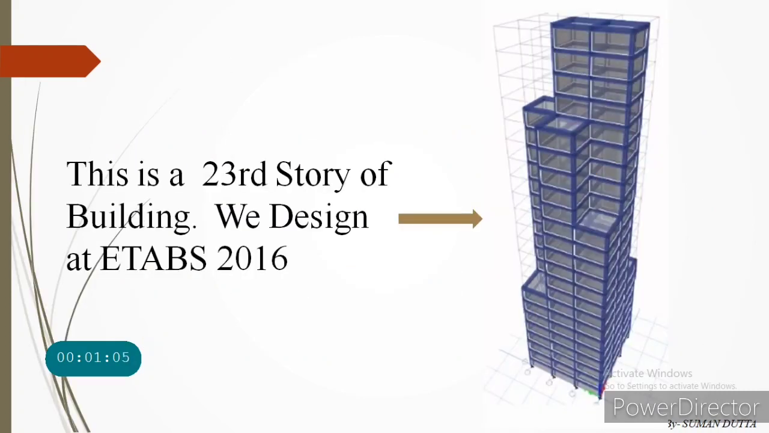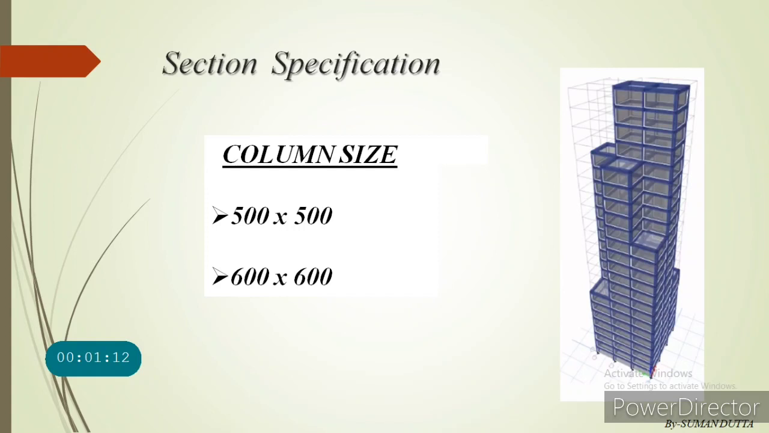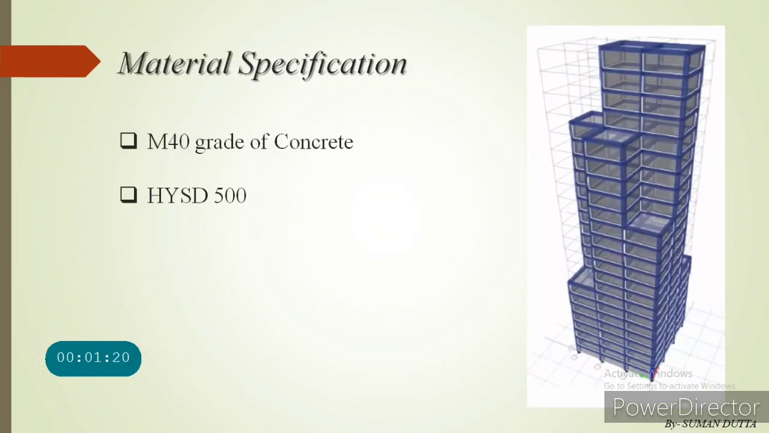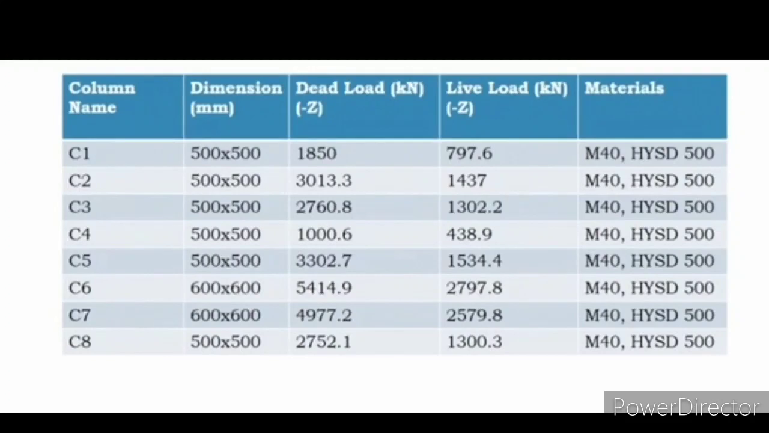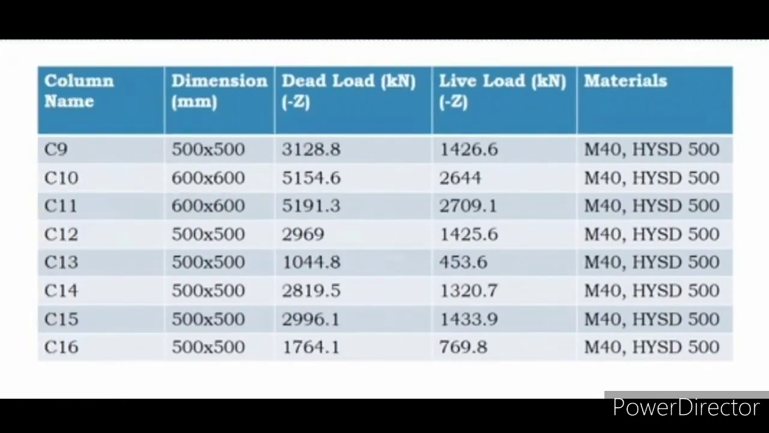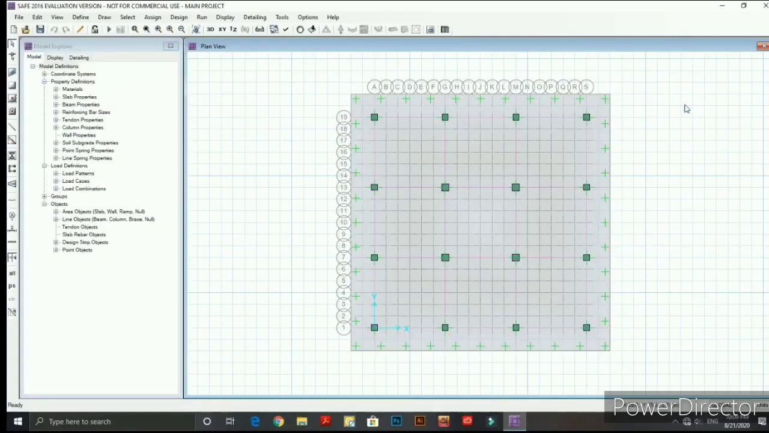This is a 23-story building we designed in ETABS 2016. Section specification: column sizes 500 by 500 and 600 by 600, material specification M40 grade of concrete and HYSD 500. In the ETABS software, the column names and given shears, also dead load and live load, and material properties for each column, we can see already defined in the model.